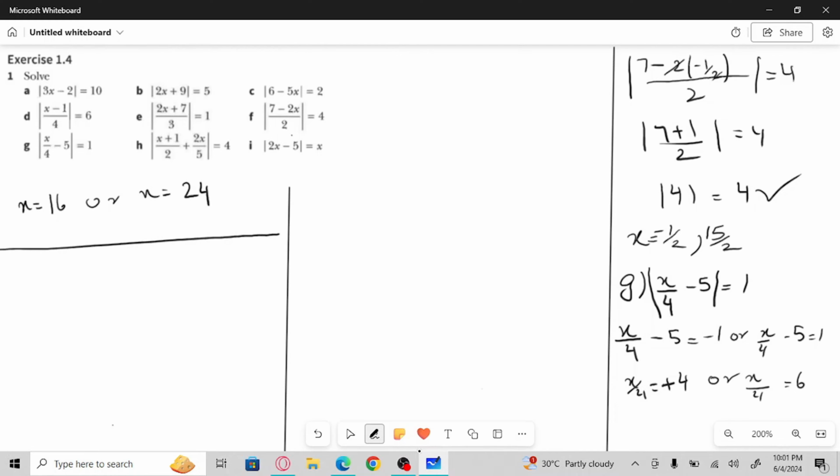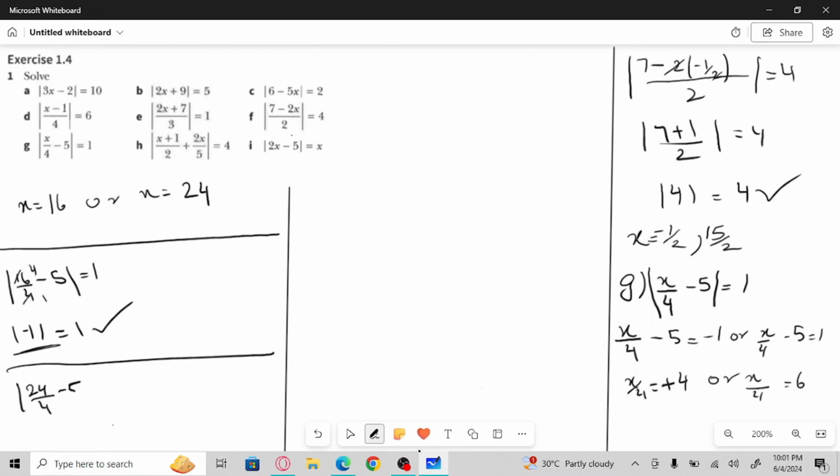We have the two values of x. Again, we input these values. x upon 4, 16 upon 4 minus 5 in a modulus is equal to 1. 16 upon 4, 4 ones are 4, 4 fours are 16, 4 minus 5 is negative 1, which is actually not equal to 1, but it is in a modulus, so this is the correct input. The second output of x we are getting is 24. So 24 divided by 4 minus 5 is equal to 1. 4 ones are 4, 6 fours are 24. 6 minus 5 is equal to positive 1, in a modulus is equal to 1, which is obviously correct. So x has two values, x equals 16 and x equals 24. These two inputs are correct for x.